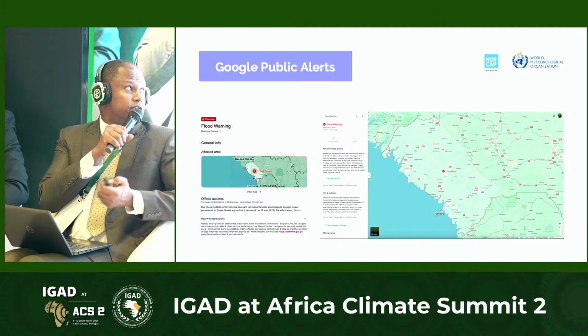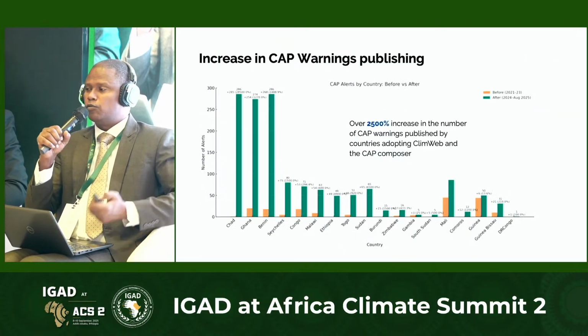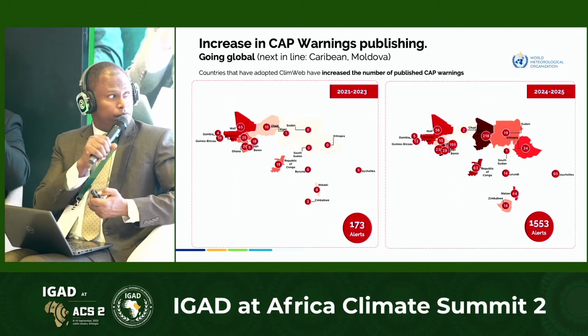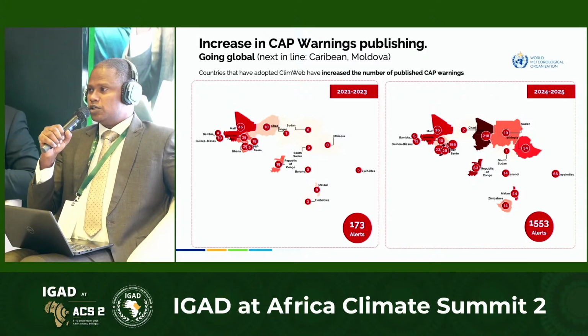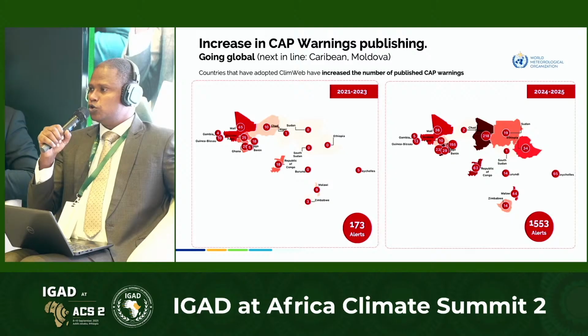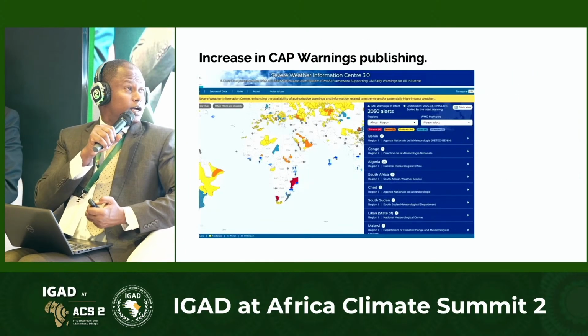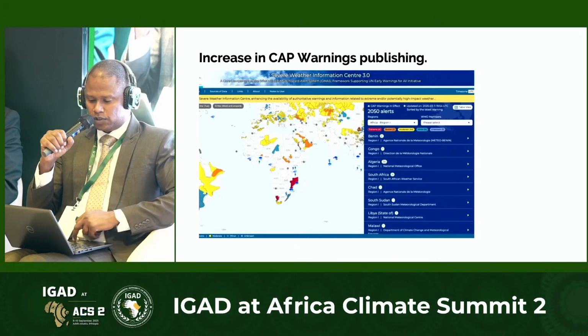Here is an example again from Google, but I wanted to show the improvement. This is an example of the improvement of the warnings for the countries that adopted the system. And here is another example. For those countries, before CleanWeb, they only issued 173. Now more African countries issue warnings that appear in the WMO platform, the global platform for severe weather events.